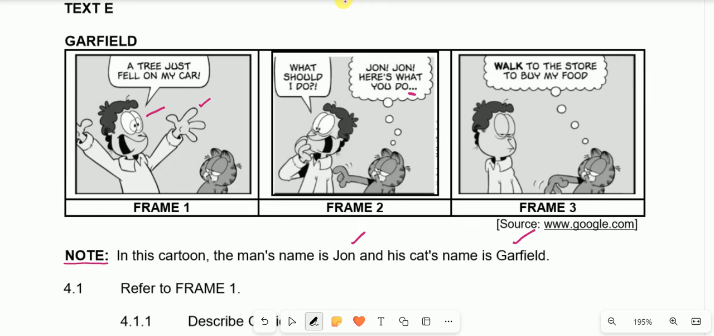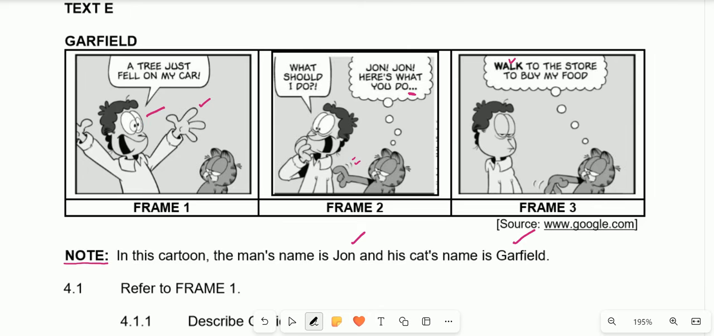And then when I look at Garfield, the eyes are still partially closed, but now here he's actually tapping John on his shoulder to get his attention. And then there are also small lines here. Remember, I've advised that you should actually study each and every detail included in that particular frame. And then the last frame, which is frame 3, he says, "Walk to the store to buy my food."